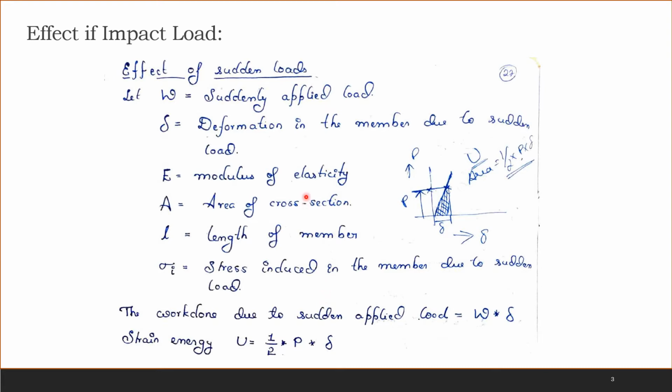Now, because of the application of this impact load, there is a deformation that has happened. Therefore, what is the work done? Work done, we know, is force into distance, isn't it? The force into the deformation that is induced, right? Therefore, the work done will be W into delta, right? This is the work done, in Newton mm.